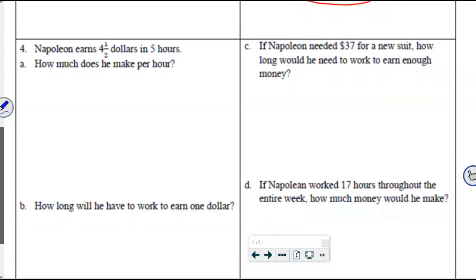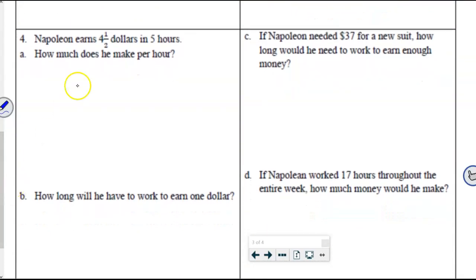Last problem, again, don't worry about fractions. We can always write this a little bit different. It says Napoleon earns $4.50 in 5 hours. That's a weird way to write $4.50. We normally wouldn't write $4.50 as a mixed number. We can rewrite that as $4.50 in 5 hours. How much does he make per hour? How long will he have to work to earn $1? Find each of those unit rates and have them help you answer these following questions. Pause the recording and make sure you give it a shot on your own.